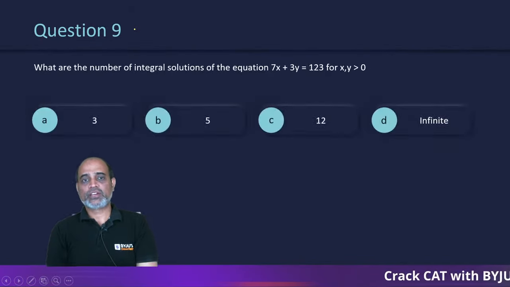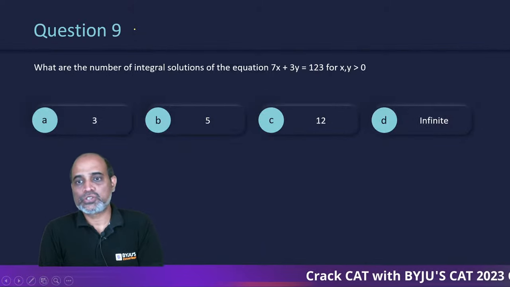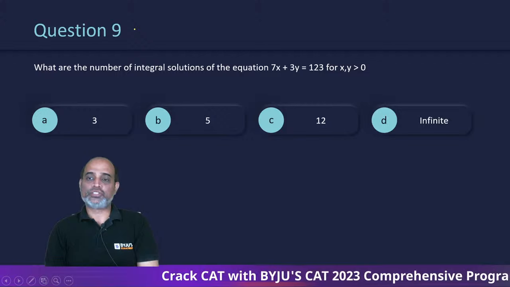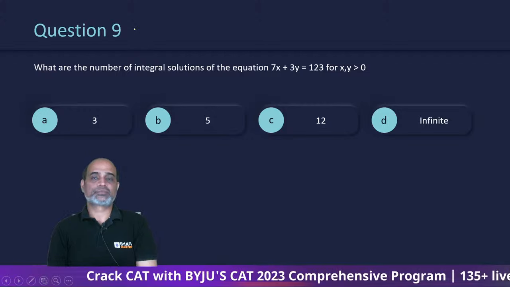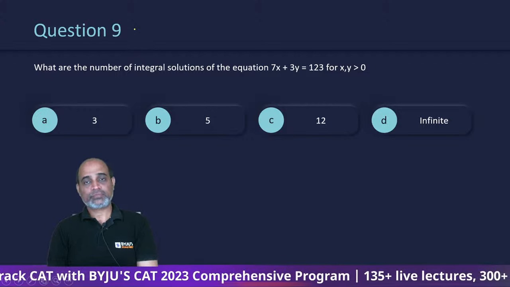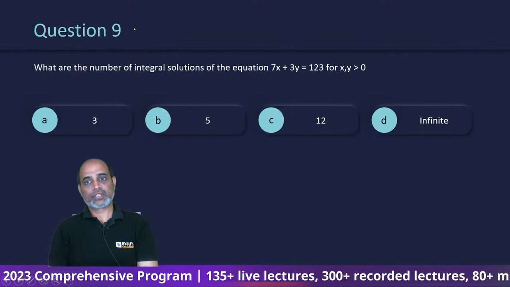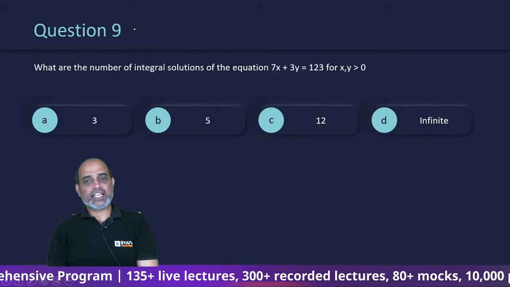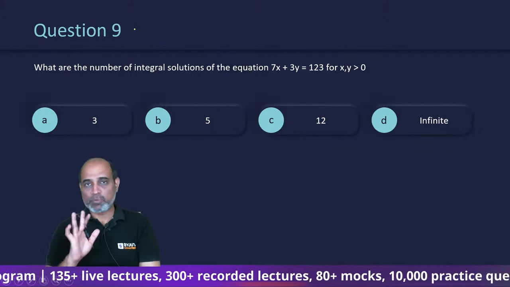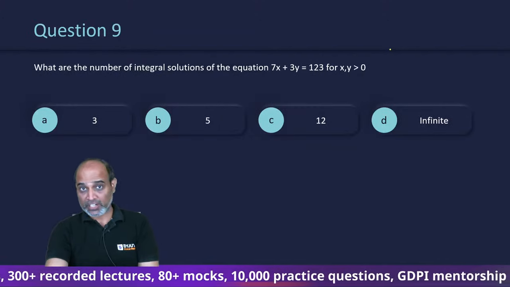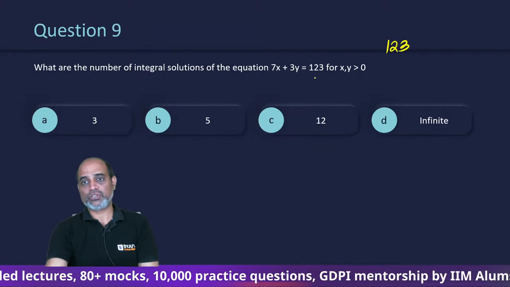Question number 9. What are the number of integral solutions of this equation for x, y greater than 0? And we have got these options. Right? This is a sitter. Pen की जरूरत नहीं है. Now, it is given that x and y are greater than 0. तो इसका एक formula होता है. आपको दिमाग में ये करना है. The formula is, I'm writing it down because this is something you should know.